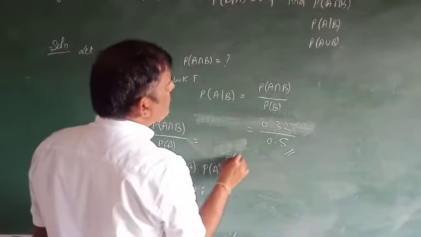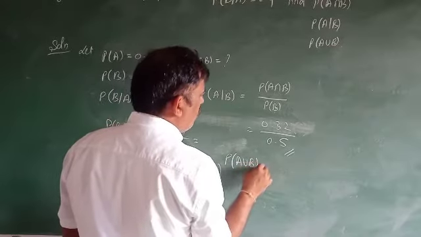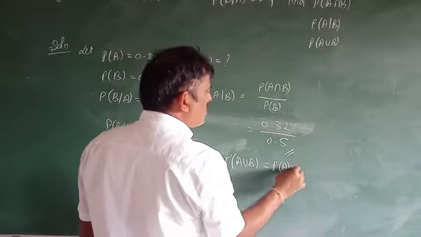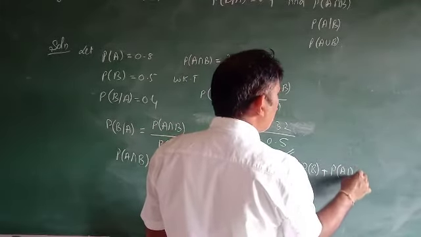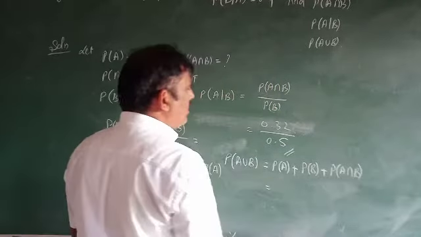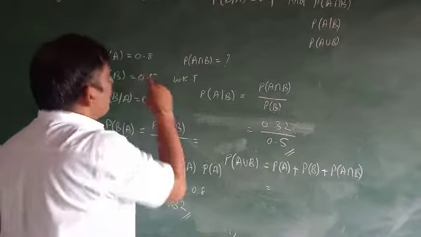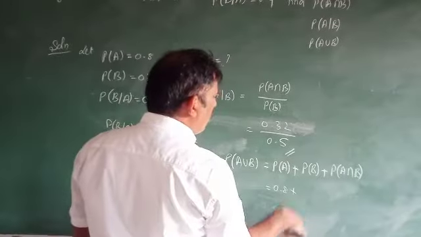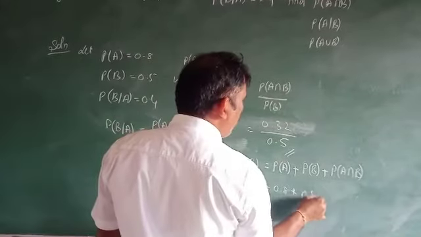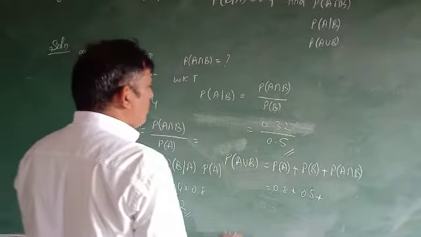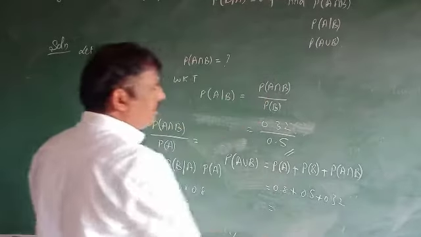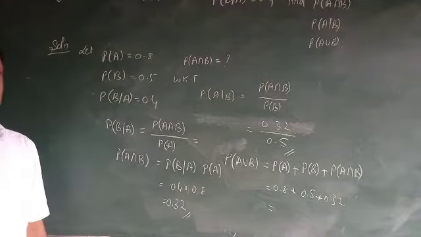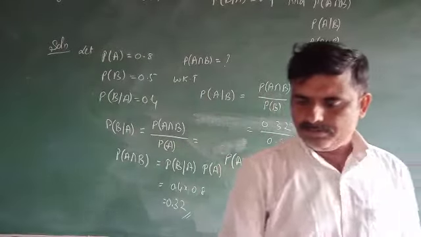Next, probability of A union B is equal to probability of A plus probability of B minus probability of A intersection B. Probability of A is 0.8, probability of B is 0.5, and probability of A intersection B is 0.32. Let us see what the total value comes to. Okay? You should solve in this way. Next, write down one more example.